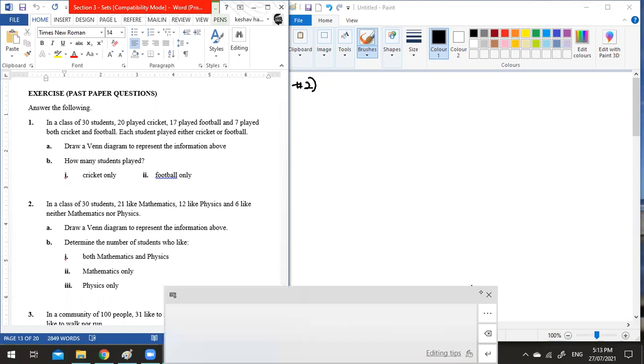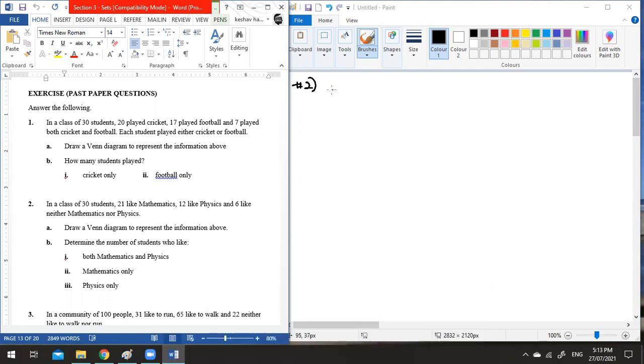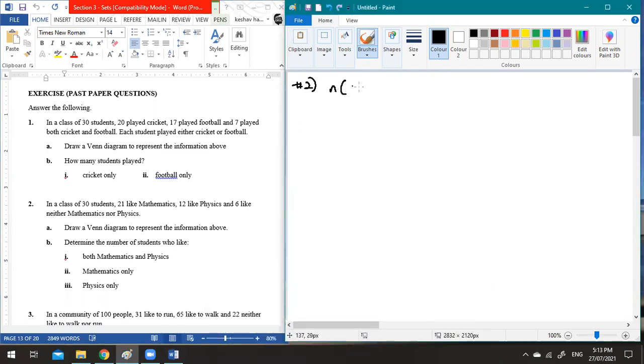All right. So what information do we have? We have the number of elements in the universal set, which represents the class, which is 30. We have the number of students who like maths, so M for mathematics, which is 21. And the number of students who like physics, so P for physics, is 12.